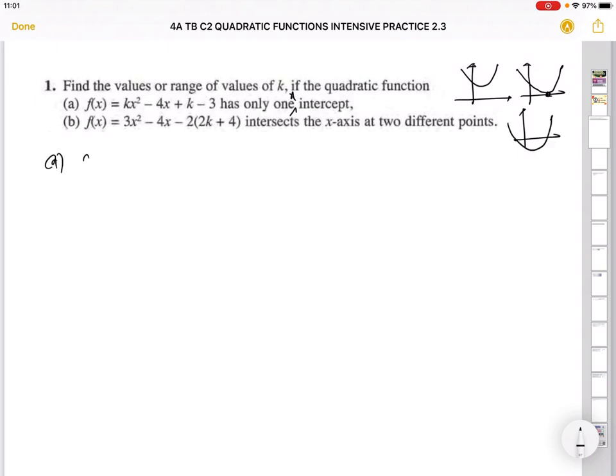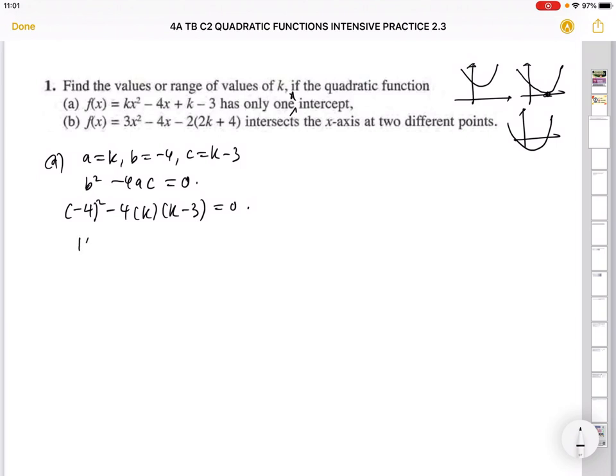So in this case, we know our a is k, b is -4, c is k minus 3. If it has only one x-intercept, we know it's going to have only one real root, so our b squared minus 4ac value should be 0. So let us substitute b, square it, for a is k, c is k minus 3. I'm going to let this be 0. -4 squared is 16. 4k times k is 4k squared. -4 times -3 is positive 12k, equal 0.